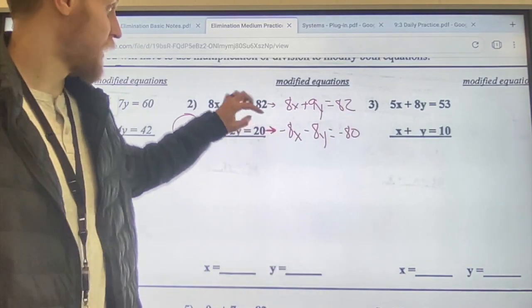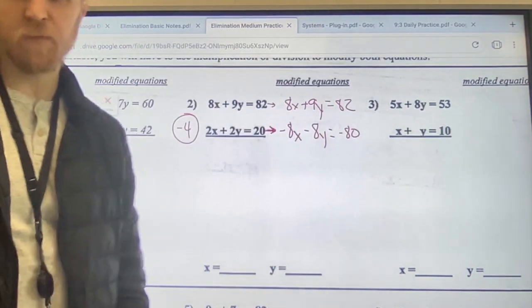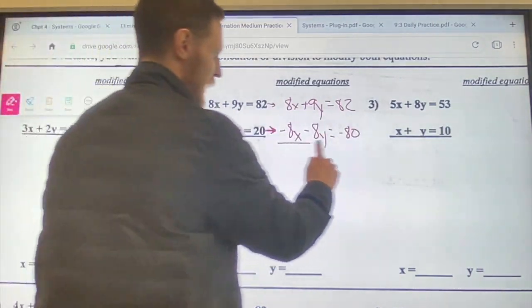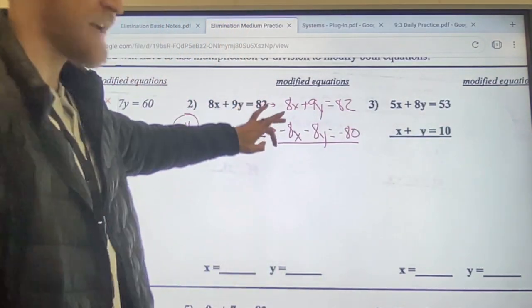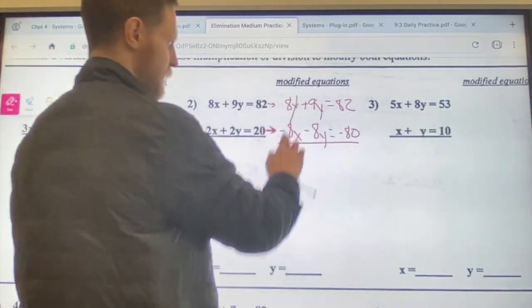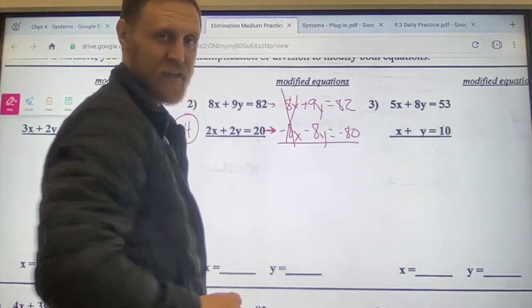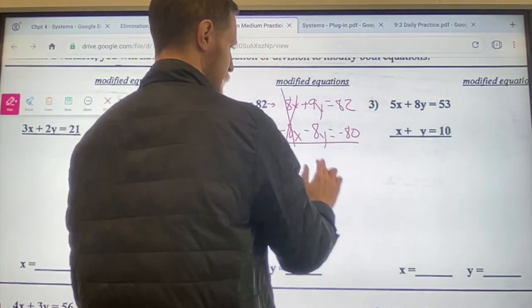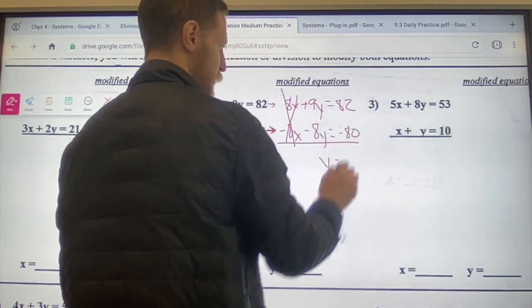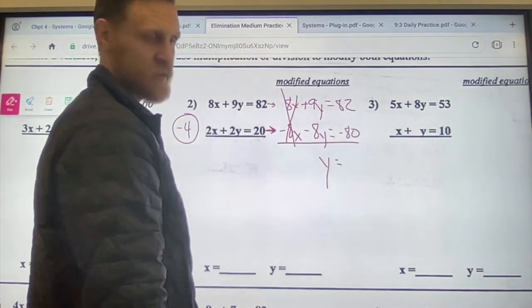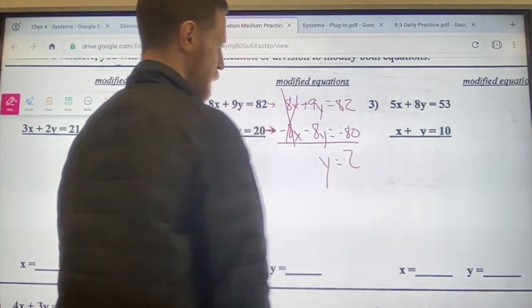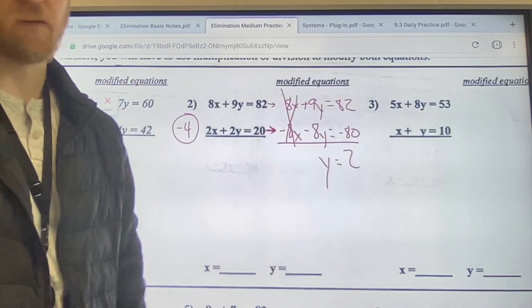So now that I have opposites, now I can finish the elimination problem. Now I'm going to add up all of my parts. The 8 and the negative 8 will cancel. They go away. 9 minus 8 is just 1. And 82 minus 80 is just 2. So I've already, boom, got my y value.